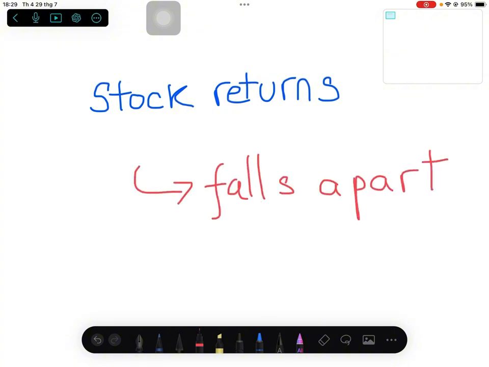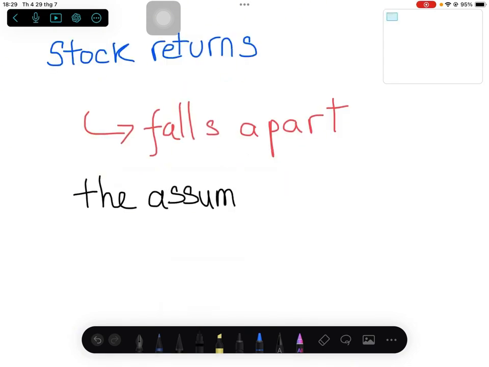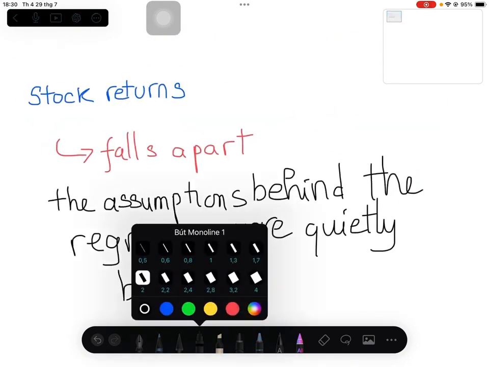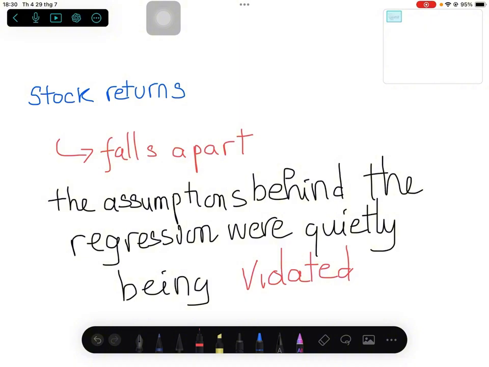What went wrong? The problem wasn't necessarily the data. It wasn't even the regression model itself. The real issue was that the assumptions behind the regression were being violated. And here's the important part: regression software almost never flashes a warning saying your conclusions are unreliable. Instead, it gives you a beautiful-looking number that can lead you to very expensive decisions.